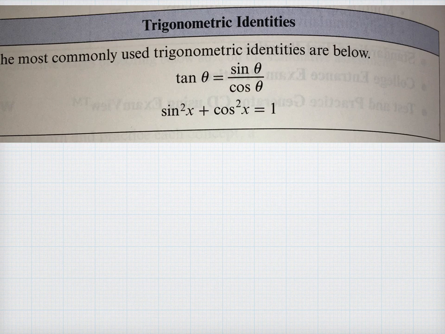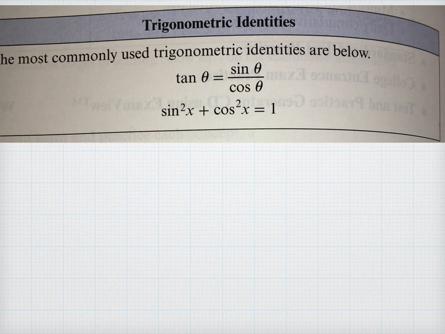We'll start by looking at the most commonly used trig identities, which are below here. This is in your book, first page of the lesson. Now they say you already know these, and I know I taught these to you in advanced math, so these should be familiar to you. The tangent theta equals sine theta over cosine theta, and that comes out of the unit circle, kind of. But if you play around with it, you can see that it does work.